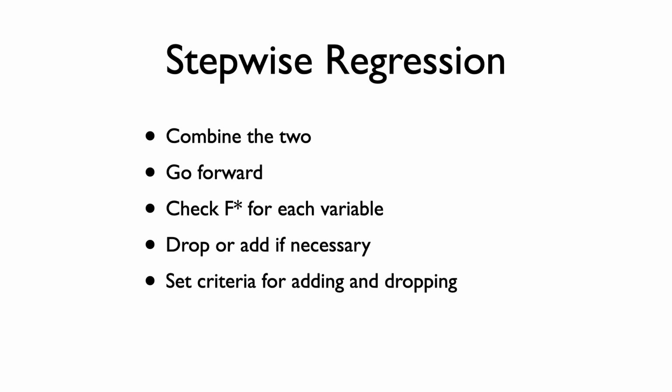And there's a criteria set for adding and dropping. It's called the F star to enter, and F star to leave. Now the thing is, this is one of those cases where probably messing with this is a problem. There's usually a default set. I wouldn't change the default in the software. F star to enter has to be greater than or equal to F star to leave, or it's going to get caught in a loop. It's going to put a variable in, take it out, put it in, take it out, and it will never stop.